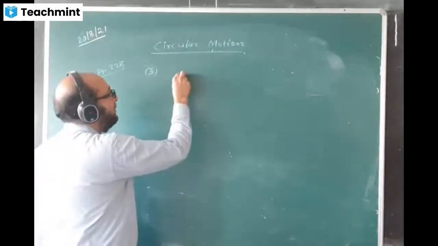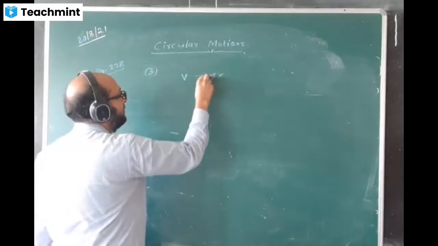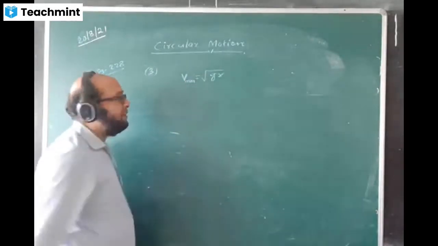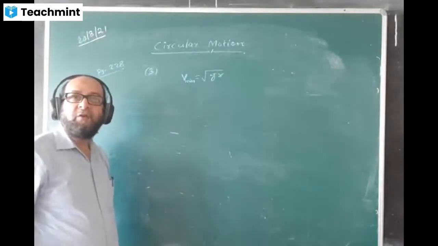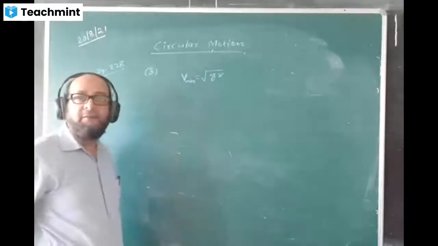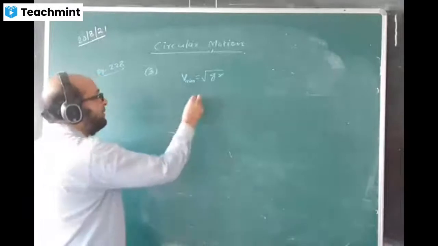We know the formula: v is equal to root of gr. If you remember, the minimum velocity formula is this. But they are asking me to find the angular velocity, that is the omega value. That we will find later. After finding v, we use the formula v equals omega r and we will find the answer. Let us find the answer here.